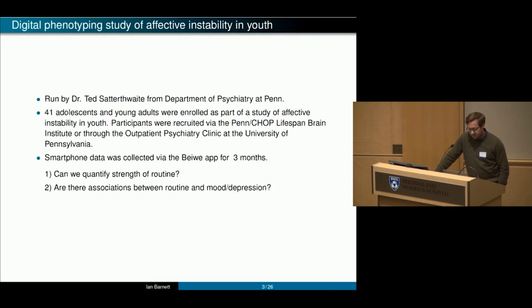So I'll introduce the study that this was being applied to. There was a study run by Ted Satterthwaite, also at Penn, with 41 adolescents, young adults, with affective instability. And they collected smartphone data via BWell for 3 months. So the first thing we're going to do is we're going to see, can we quantify strength of routine in this cohort? And also, as an aside, even though, again, I'm saying this is a stepping stone to estimating sleep, we'll see, are there any associations between this routine measure that we come up with and mood and depression? So that'll be interesting to see along the way.